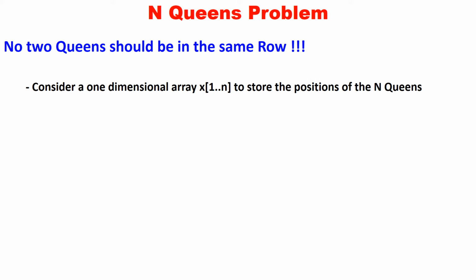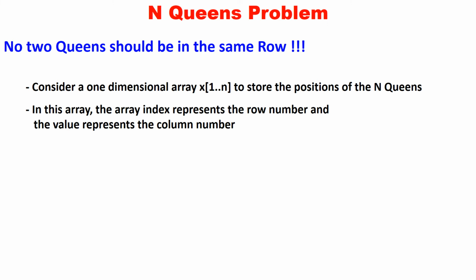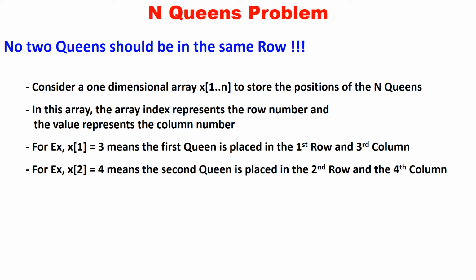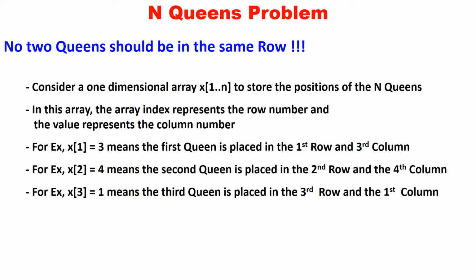X of 1 will store the column number of the first queen of the first row. X of 2 will store the column number of the second queen of the second row. Likewise it goes down. Now in this array, array index represents the row number and value represents the column number. We will take some examples. X of 1 is equal to 3 means first queen is placed in the first row and third column. Another example, X of 2 is equal to 4 means second queen is placed in the second row and fourth column. X of 3 is equal to 1 means third queen is placed in the third row and first column.